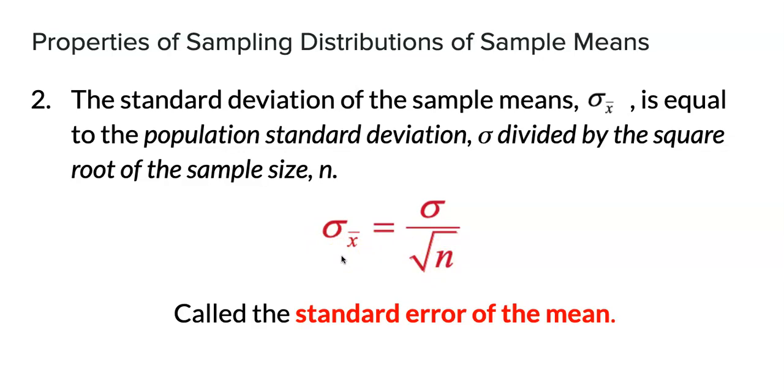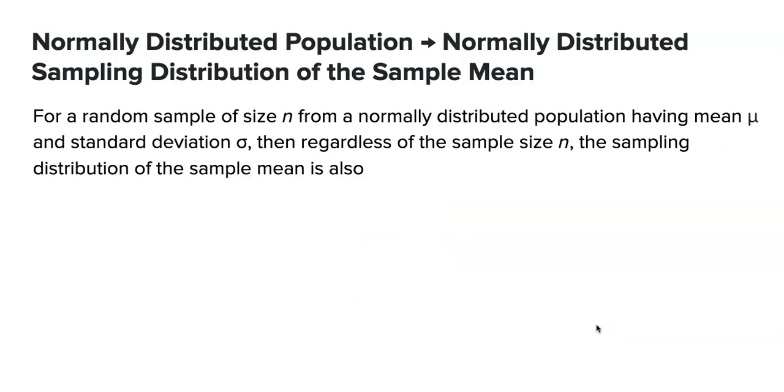But now this guy is special. We have a name for this guy. Standard deviation of the sample means is also called standard error of the mean. So if you see that language when you're doing the problem, they're just referring to the standard deviation of the sample mean. But now you know how to find two things: the mean and the standard deviation of the sample mean. We're gonna use them soon. All right.